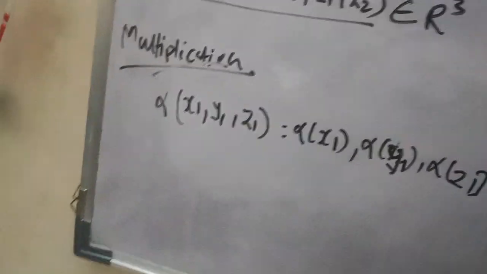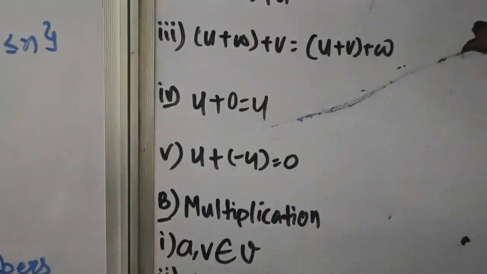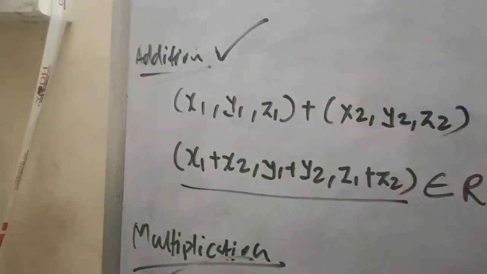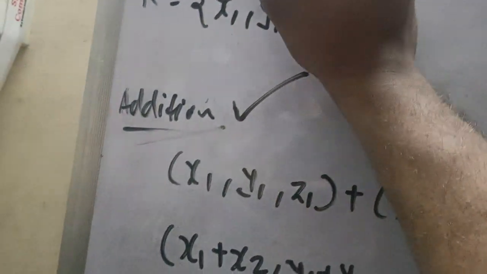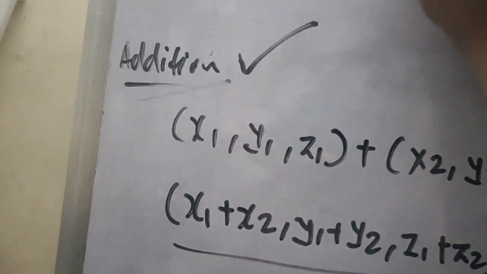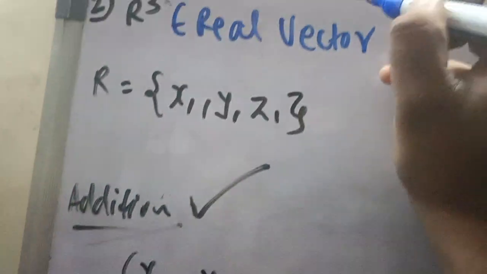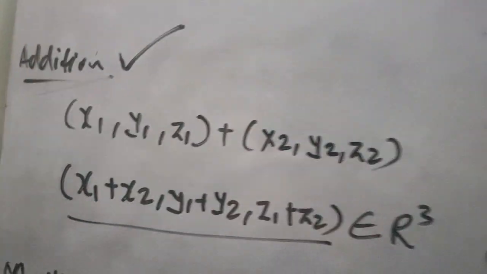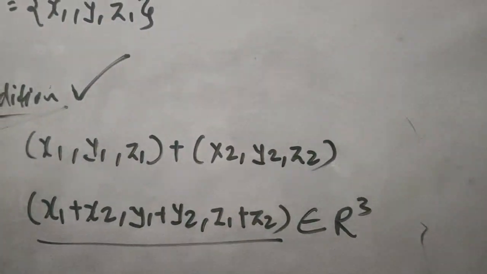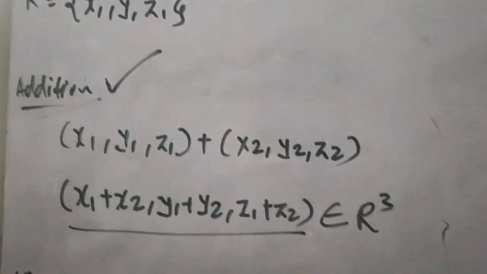Still, these are the conditions. If you look carefully enough, if you solve, what you will get is that R cube is indeed a vector space, 100% a vector space. Now let's jump to our third question.